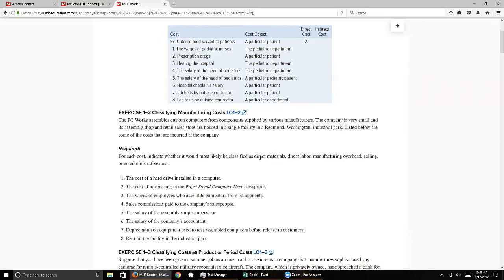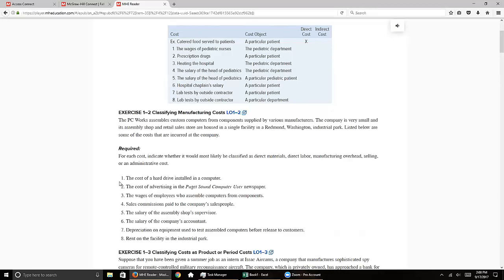Then within cost buckets, and we're going to do that in this problem, we want to make sure we distinguish between direct materials, direct labor, overhead, and then if it's a period cost, selling or admin. Okay? So let's take a look at a few here and then go from there.